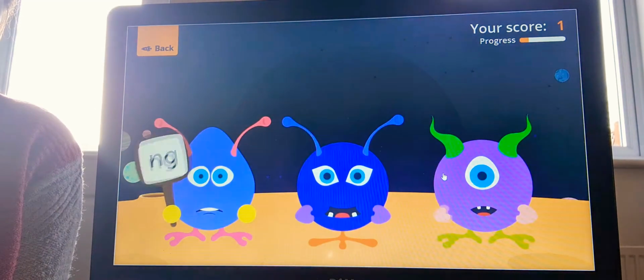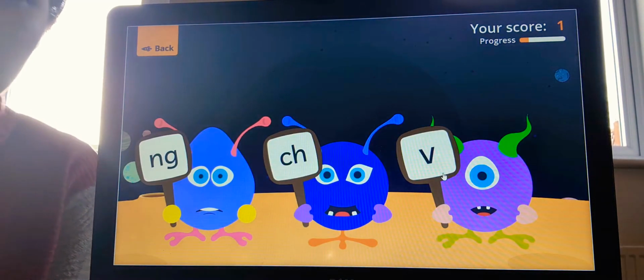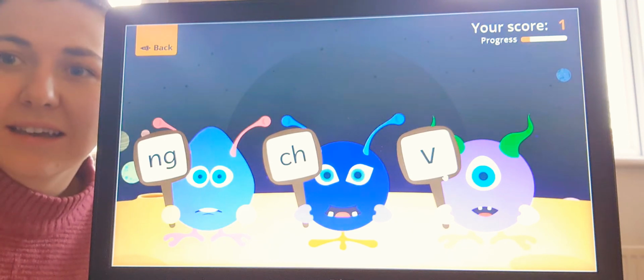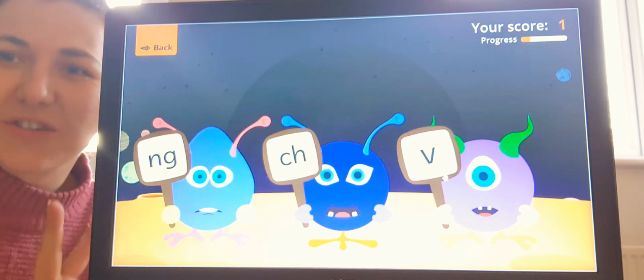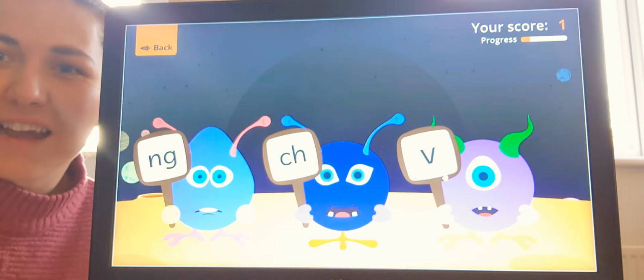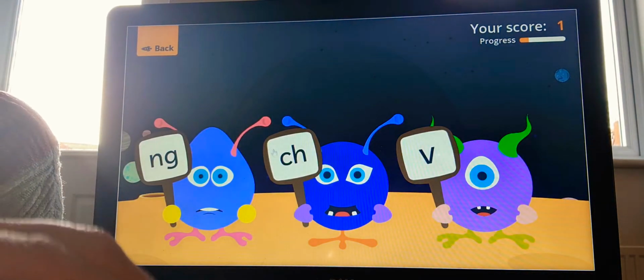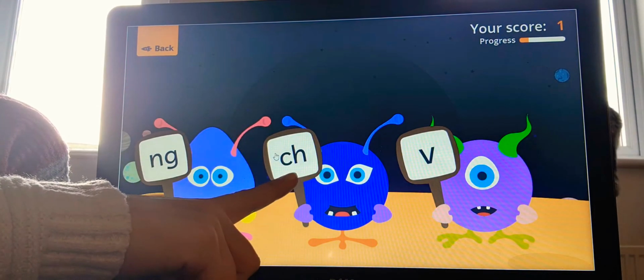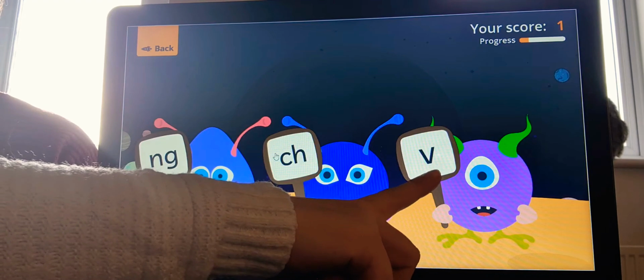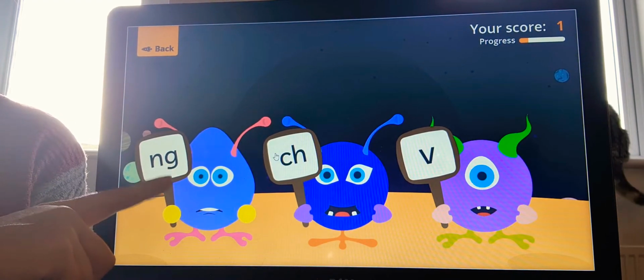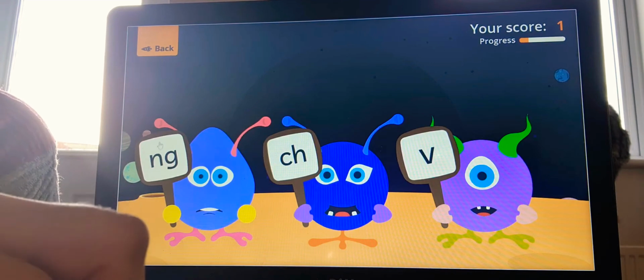Click on the alien that shows. That was yesterday's sound. Ng. Can you remember which two letters makes the digraph ng? Let's have a look. I can see ch. I can see v. That's right. Did you all write it down correctly? Here's ng.